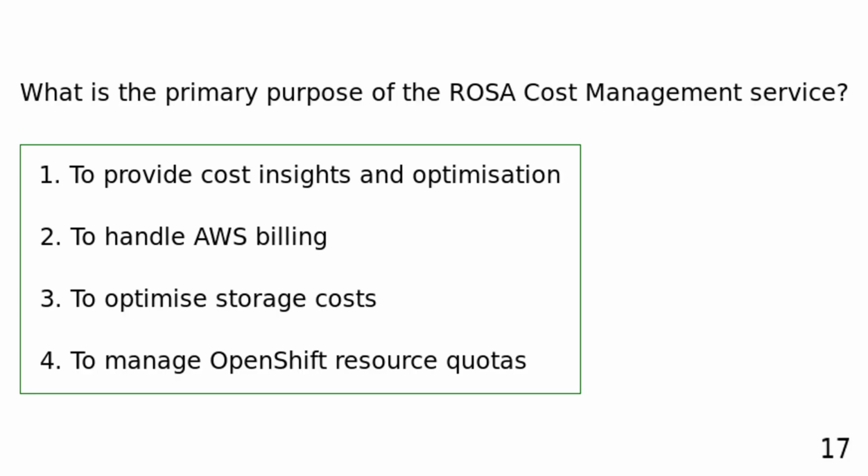What is the primary purpose of the ROSA cost management service? To provide cost insights and optimization. To handle AWS billing. To optimize storage costs. To manage OpenShift resource quotas.